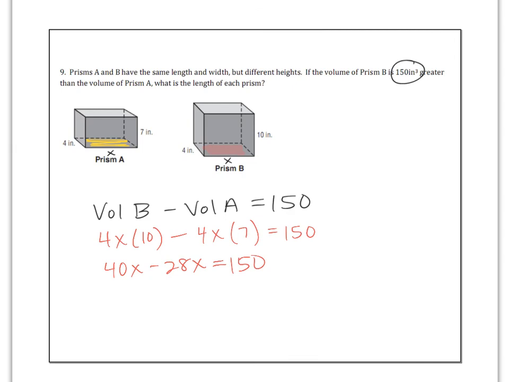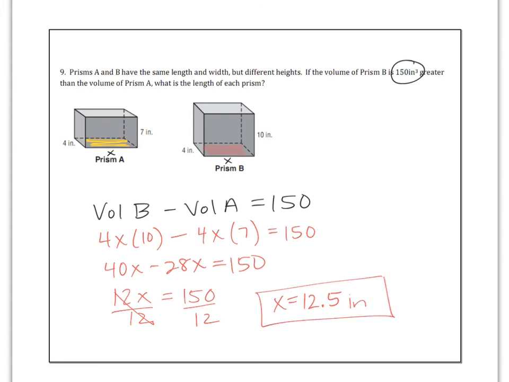40x minus 28x is 12x. And then to solve for x, we would divide by 12. And it turns out x is 12.5. So in other words, the length of both of these is 12.5 inches. And that is your answer.